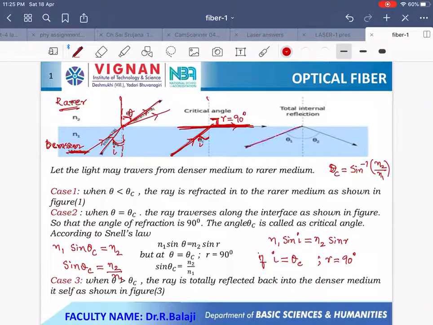Suppose the incident angle is more than the critical angle. Then the ray reflects in the same media. This phenomenon is known as total internal reflection. Based on this phenomenon, the light signal travels from one end to the other end through multiple total internal reflections.